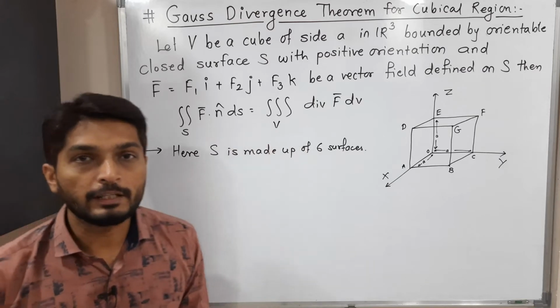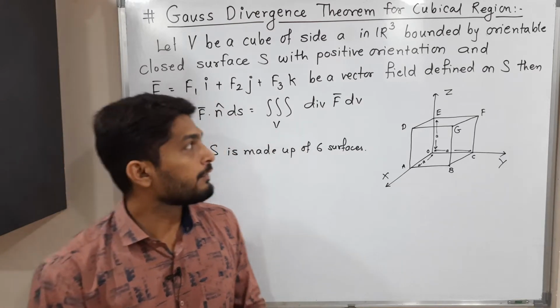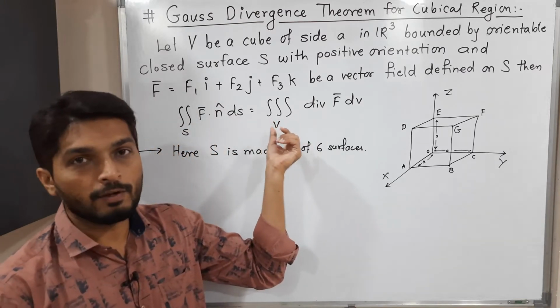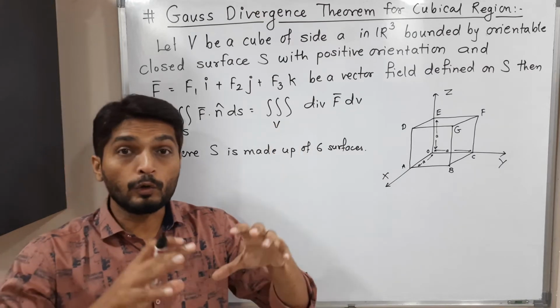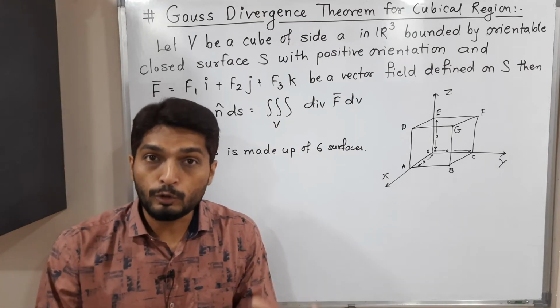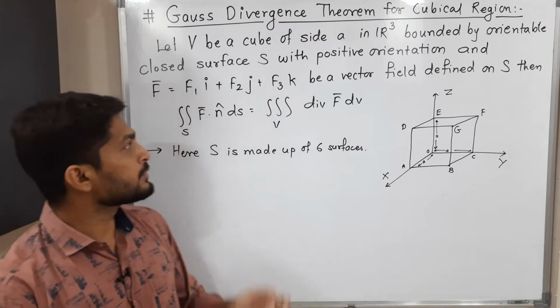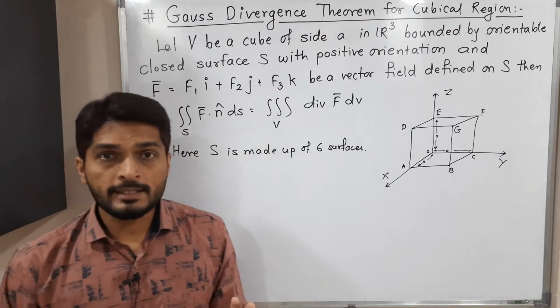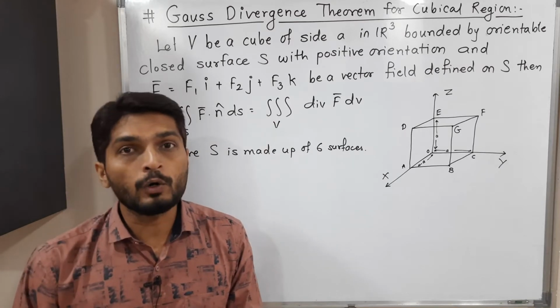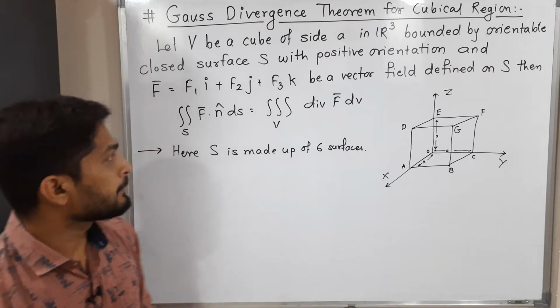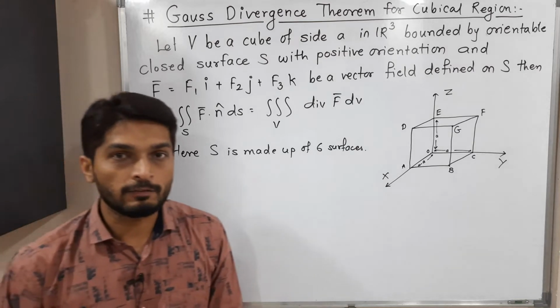So the divergence of F bar we have to find, and we have to calculate this volume integral over the volume V. V is the volume of that cube and S is the surface of that cube. So we have to prove simply that this left hand side is equal to the right hand side. First of all, we will start to work on the left hand side. That means we will find the value of that surface integral first.